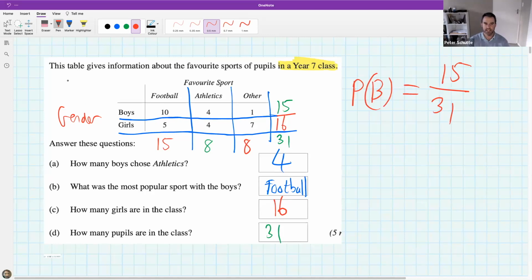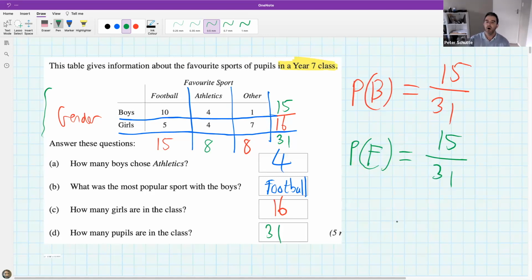Okay, so that was giving a bit of attention to the horizontal rows. Let's say this, what is the probability if you choose a random person that their favorite sport is football? So what is the chance that someone's favorite sport is football if you choose someone randomly from the class? Oh, well, that's kind of nice. It's 15 out of 31, but for a different reason, because it's that.